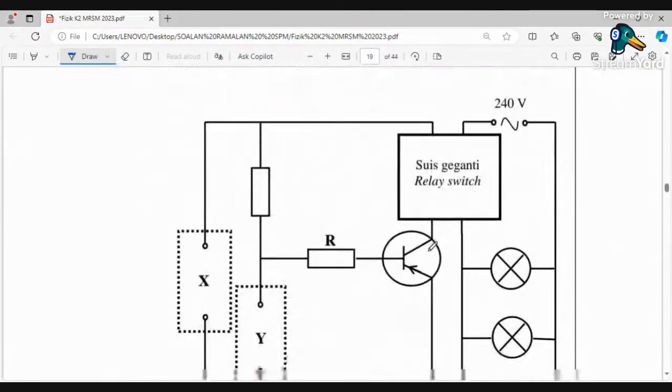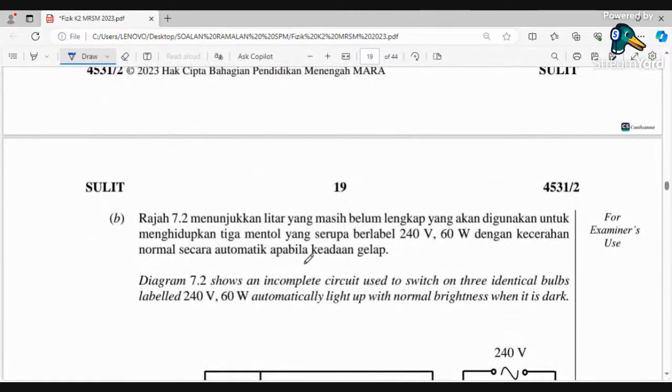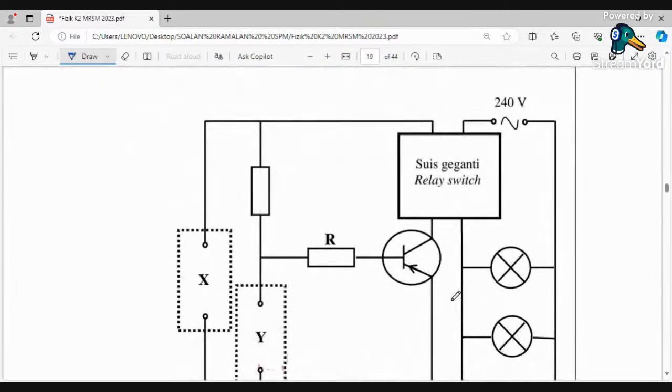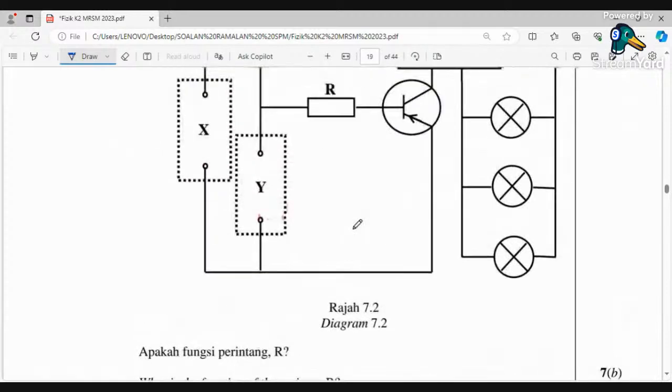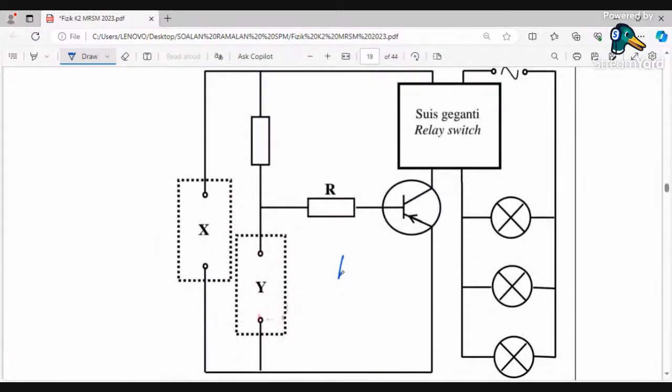Okay, diagram ini ialah electronic circuit. In the complete circuit, 3 identical bulbs light up at normal brightness in the dark. What is the function of resistor R? Ini ialah base circuit. Base circuit ialah di mana dia ada BE junction. Collector, base, emitter. Okay, ini BE junction. So kawasan ni ialah base circuit.